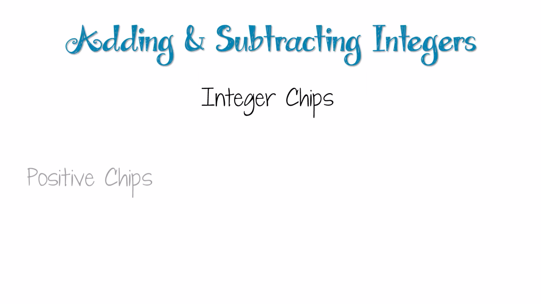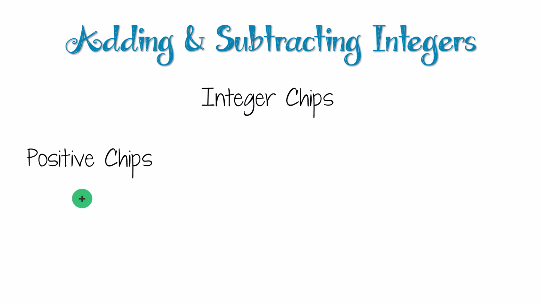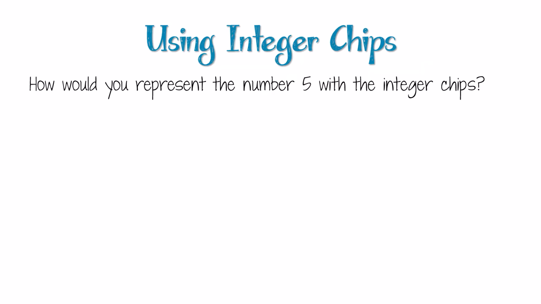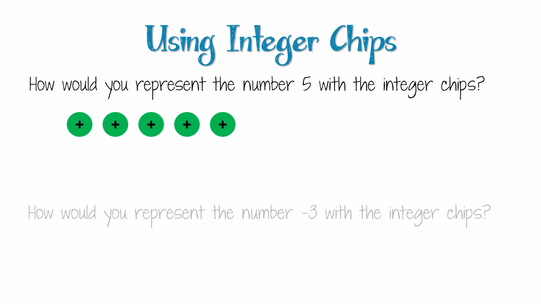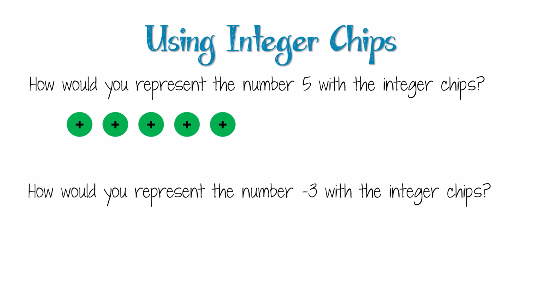So when we look at our integer chips, our positive chips are going to be green with a little plus sign, and our negative chips are going to be red with a negative sign. To represent the number 5 with integer chips, we would use 5 green integer chips, since the number 5 is positive. If we want to represent the number -3, we would use 3 red integer chips.